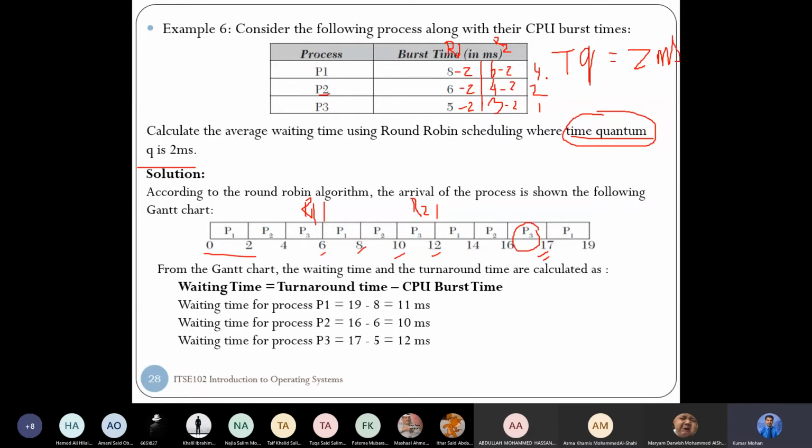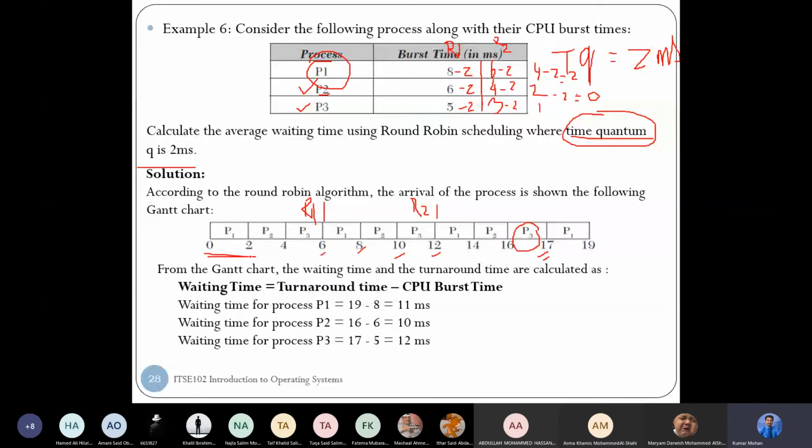What is the remaining time for P1? Just as I'm adding here, I'm subtracting there: 2 minus 2 is 0. And here I don't need to subtract 2 because it's already only 1. So P3 will be only 1. So 16 plus 1 is 17. The process P3 is over, and P2 is also over, and P1 is still there. The time left for P1 is 2. So 17 plus 2 is 19.